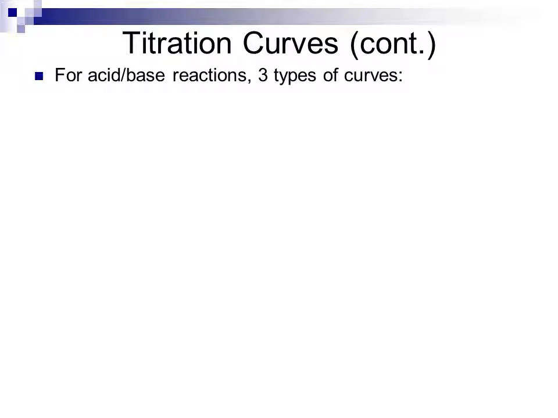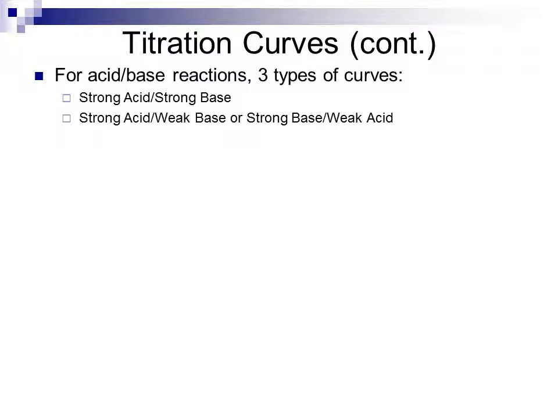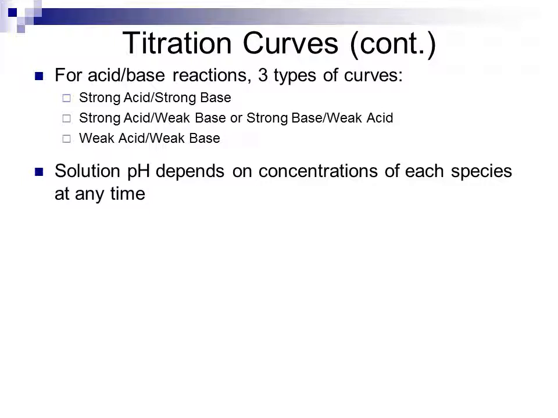For an acid-base reaction, there are three different types of curves we can get. We can get a strong acid, strong base curve, a strong acid, weak base, or a strong base, weak acid curve, or a weak acid, weak base curve. For acid-base reactions, the solution pH will depend on the concentration of every species at any particular time.